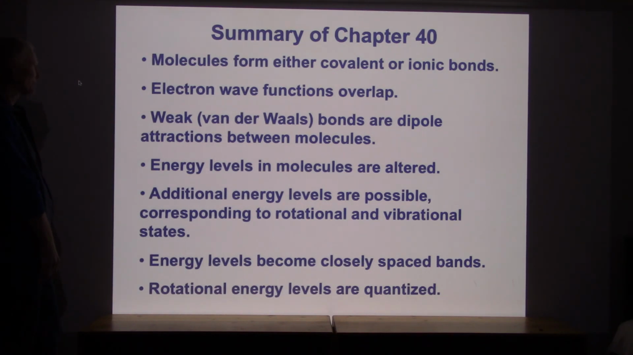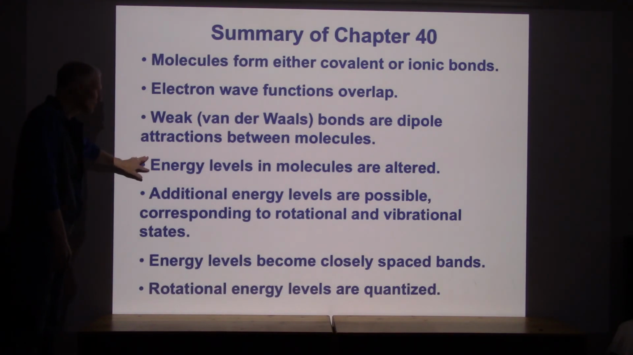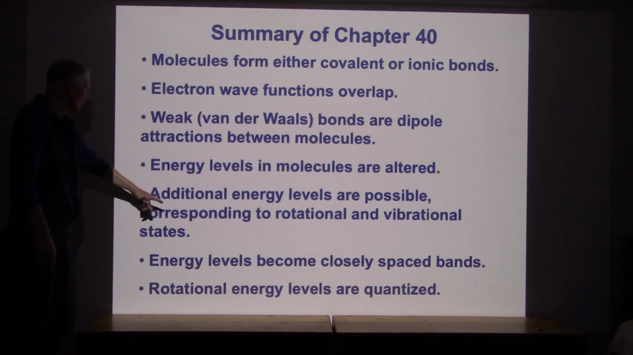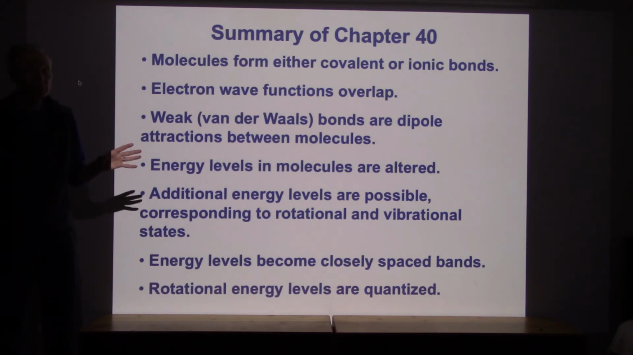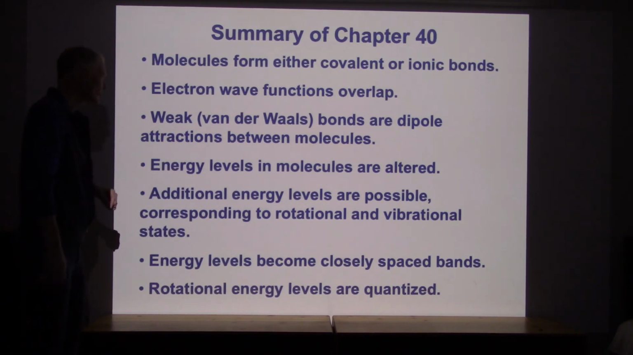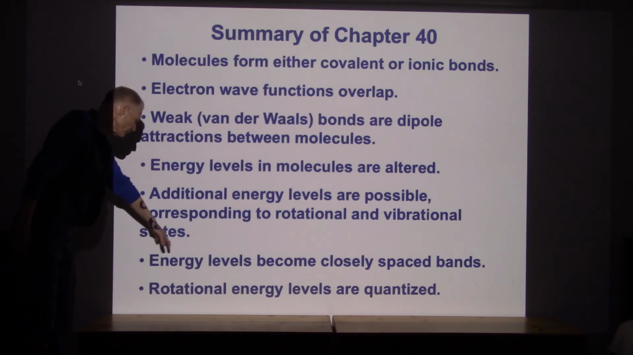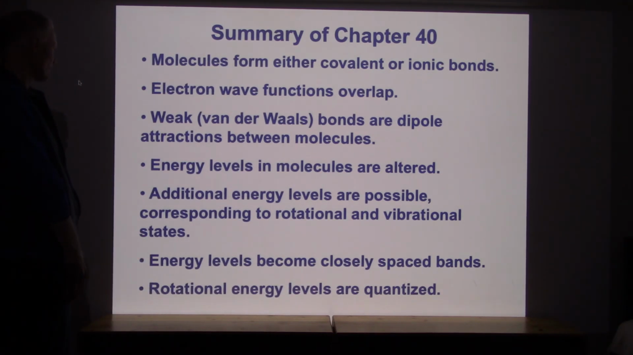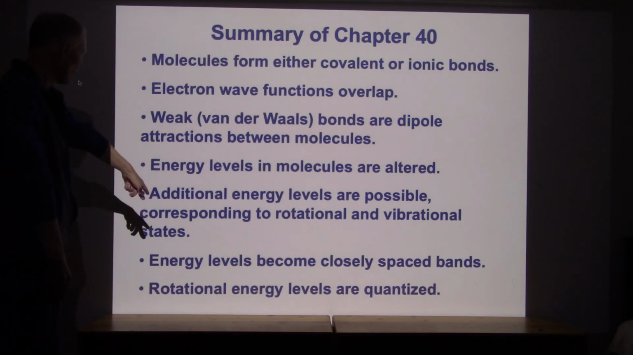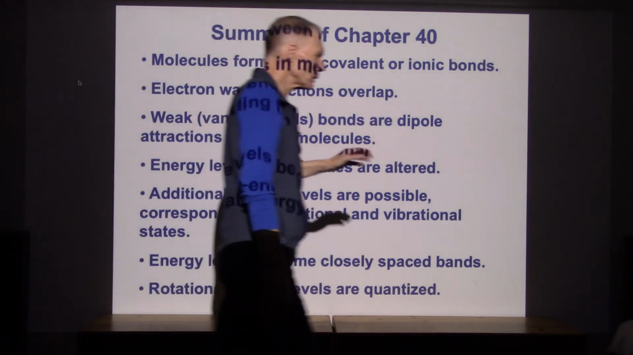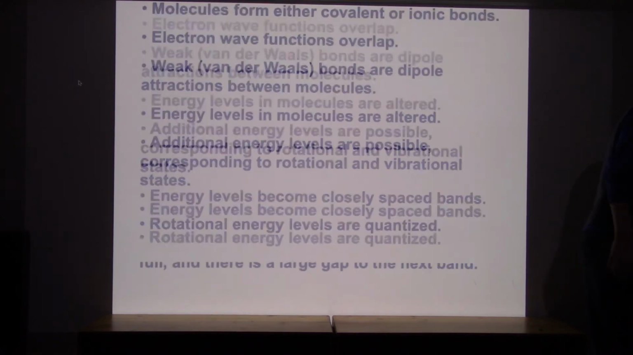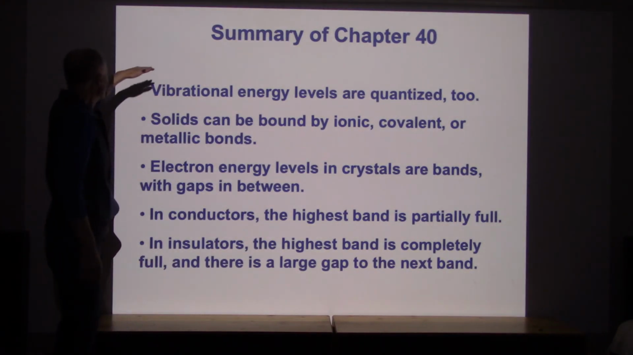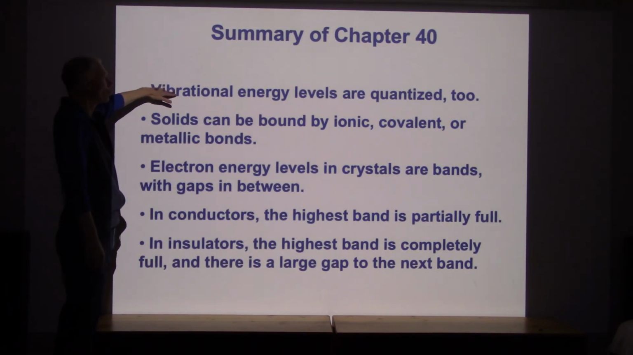Energy levels in molecules are altered. So energy levels in molecules, we've got rotational and vibrational states, and that's something we took a lot of detailed look at. And then we looked at metals and closely spaced bands. These seem like they're a little bit out of order. The rotational energy levels are quantized. We certainly took a look at that. Vibrational energies are quantized too. Those are the two I was looking for. Rotational and vibrational energy levels are quantized.